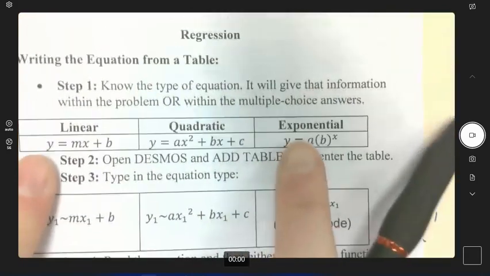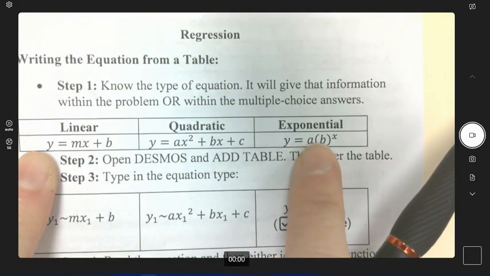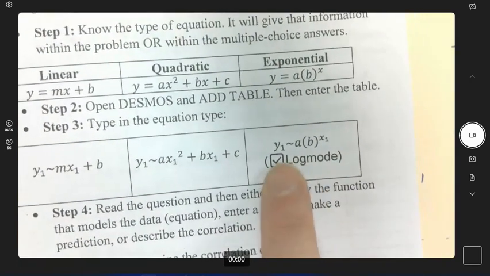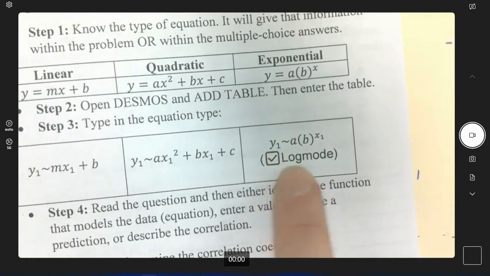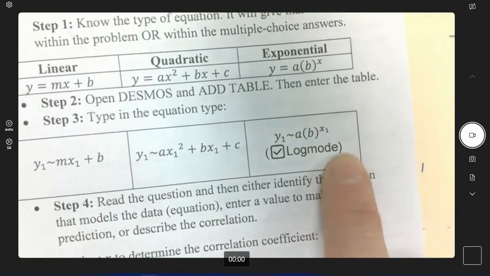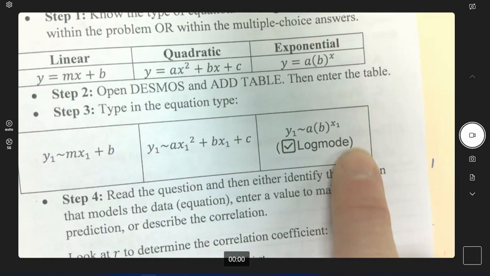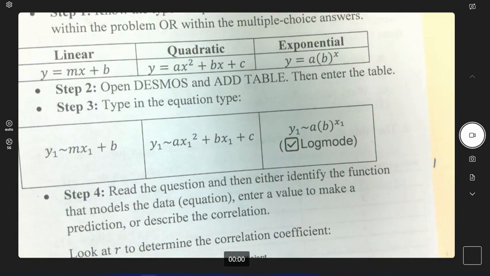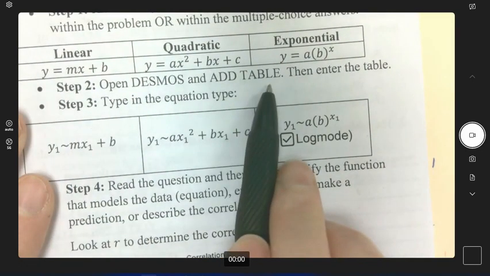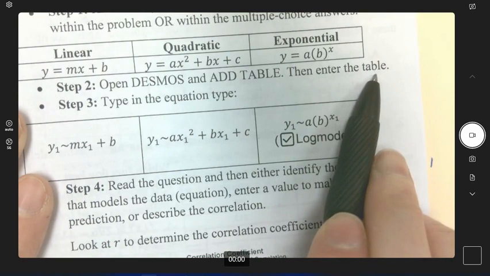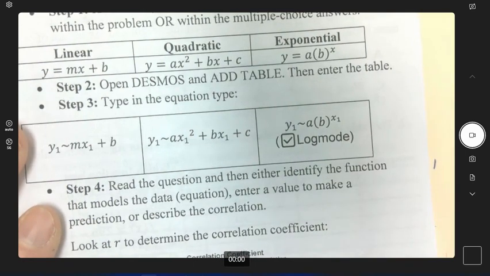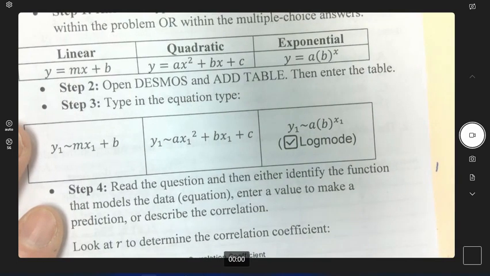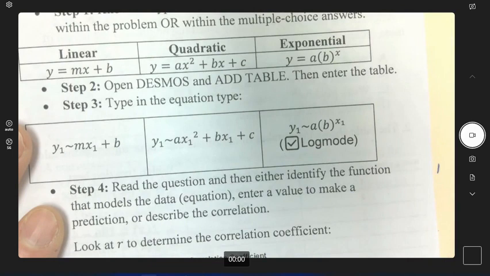Okay, so here's the exponential one. Remember, exponential has x in the exponent. So for exponential, you do have to check this button that says log mode. That's the only way to get it to actually work and give you the right equation. So if you're wanting to write one of these equations, linear, exponential, or quadratic, you want to open Desmos, add a table, then enter the table from the data. It's important that you double check all your numbers that are in the table because it's easy to make a mistake on that. I've done it several times.